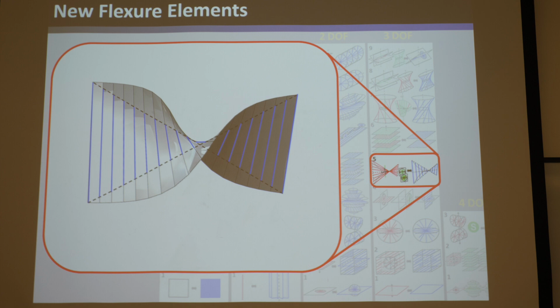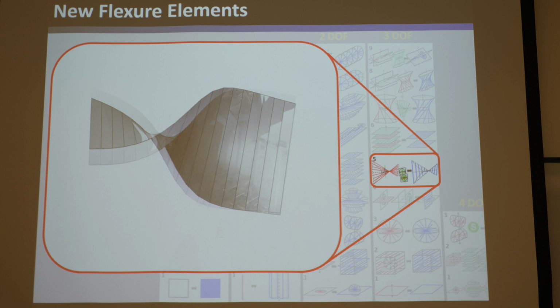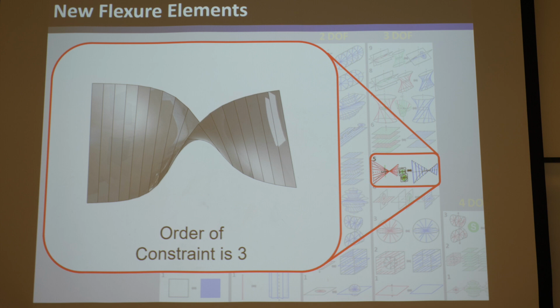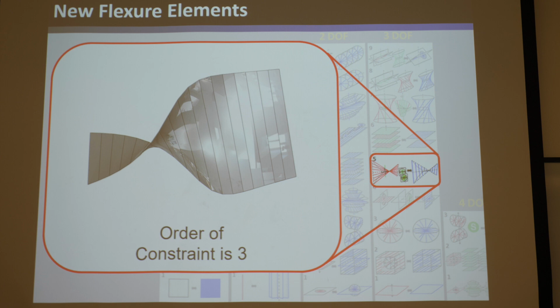And of course, what's the order of constraint of this? Is this overconstrained? No element is by itself overconstrained, according to our definition. It just has an order of constraint of 3, so 6 minus the degrees of freedom here, which is 3. And this, by the way, is what it looks like animated. You can see how beautiful that is as it rotates. Okay, and its order of constraint is 3, so it counts for 3 independent constraints, just like a blade flexure does. Okay, but of course, 3 different independent constraints than the blade flexure.